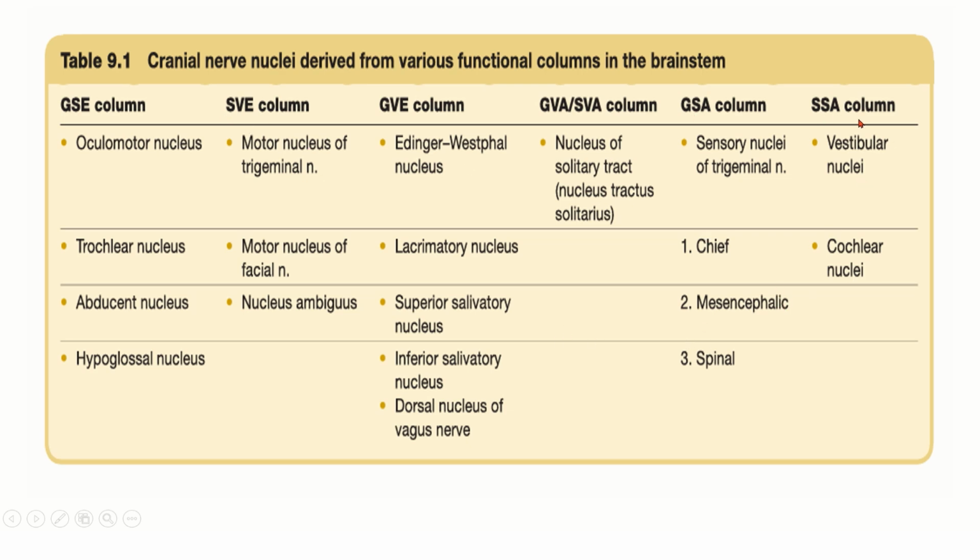So these are the 7 columns: general somatic efferent, special visceral efferent, general visceral efferent, general visceral afferent, special visceral afferent, general somatic afferent, and special somatic afferent.